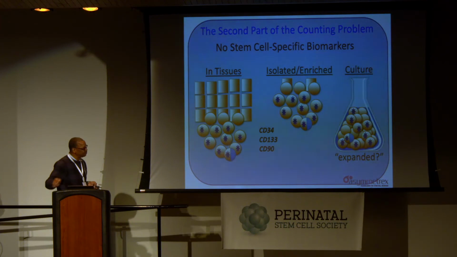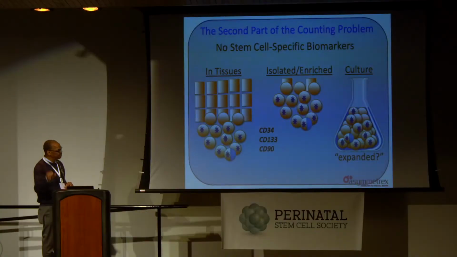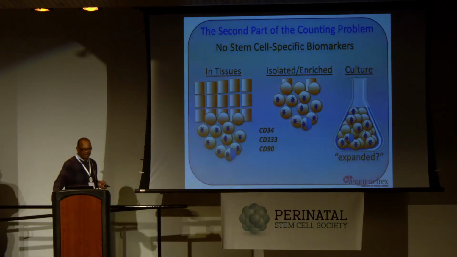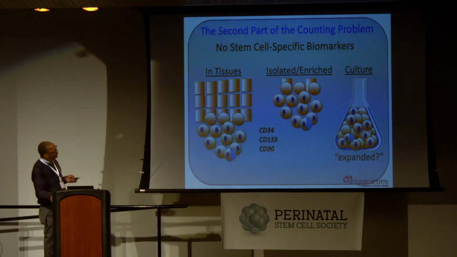The second problem Ruspa also referred to is this problem that we have right now, it may change, that there are no stem cell specific biomarkers, no specific molecular biomarkers. The ones we've been talking about here, like CD34, CD133, and CD90, are expressed on stem cells. The problem for counting is that they're also expressed on many of the committed progenitors that are the progeny of stem cells that outnumber stem cells in vivo, and they certainly outnumber cells when they're isolated.